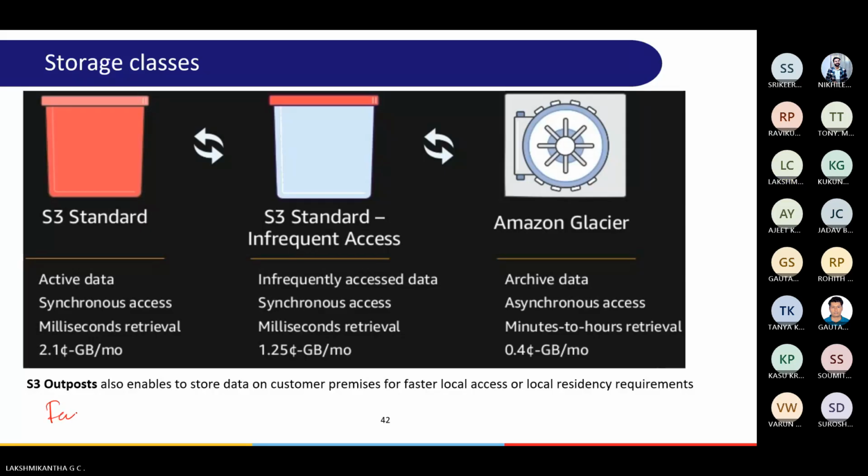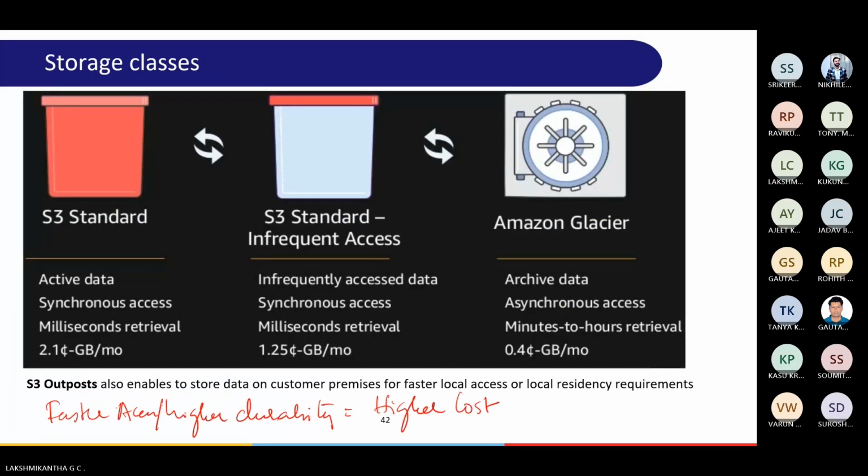Faster access with higher durability. What is this, guys? This is equal to what? Higher cost, correct? This equals higher cost. And slower access with archival, that is lower cost, obviously. We will see this classification applied to other storage types as well, guys. So let's quickly touch upon the concept of S3 Outposts first. Okay, see here.